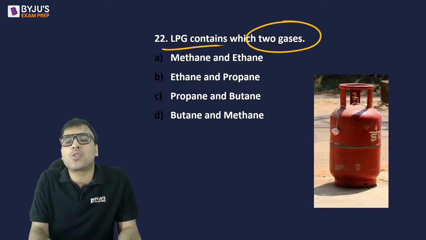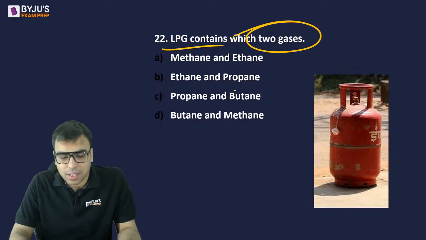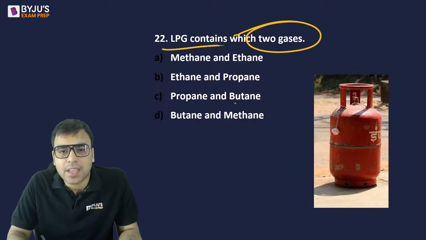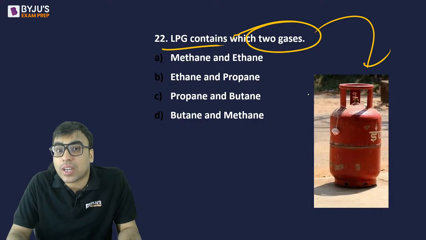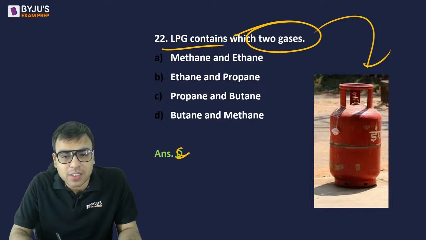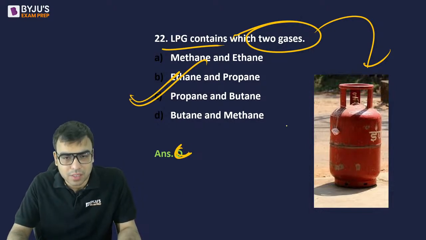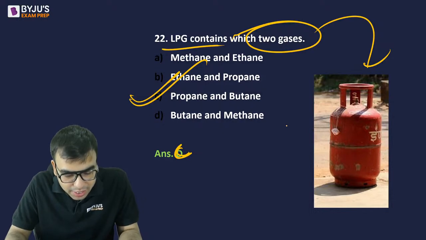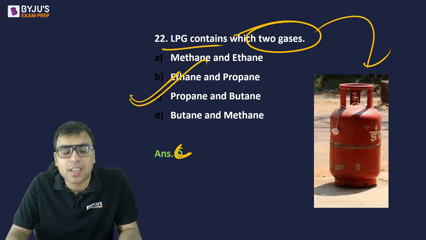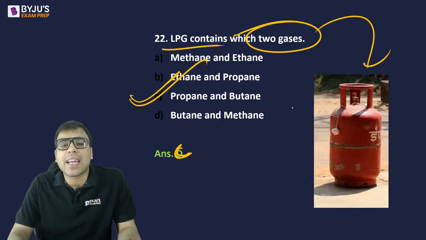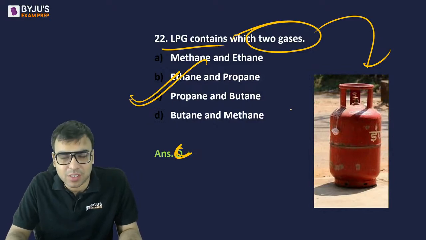LPG contains which two gases? What is the right answer? एलपीजी सिलेंडर जो होता है इसमें कौन सा दो गैस होता है? Yes, the right answer is actually propane and butane होता है. ठीक है, C is the right answer. So the right answer is C. Yes, Aditya Mahajan is right. Sneha Pradhan is also right.